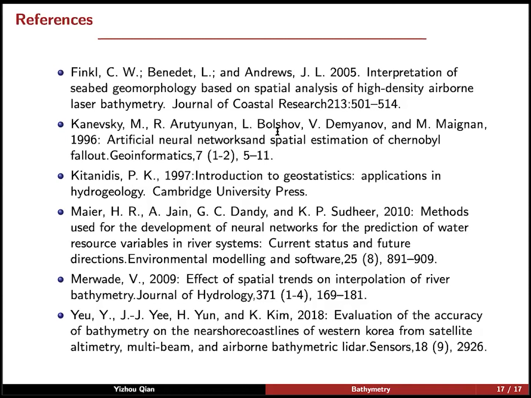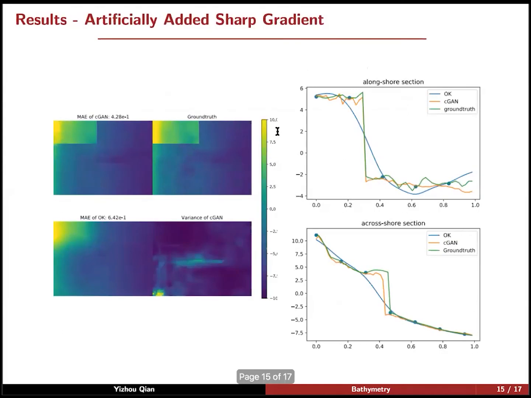Hey, Yizhou. Can you go back to the slide about the cGAN result? You plotted the cGAN, yes, this one. Is it only one realization or an average of realizations from the cGAN? This is the average over 100 realizations. Okay, I see.